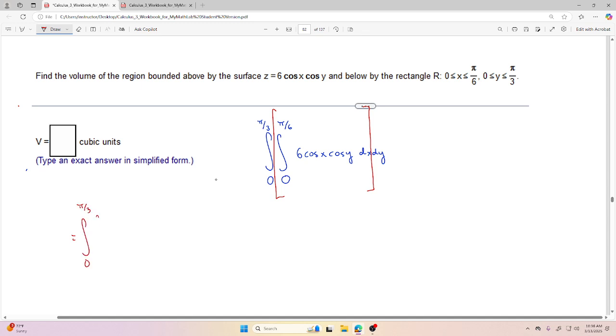What would then be my integral in terms of x? That'd be 6 cosine y, because that's the constant. And then sine cosine x. So this part right here turns into a sine, a positive or negative? Positive, because it's moving upwards, not downwards. Very good. You're integrating, right? From 0 to pi over 6.